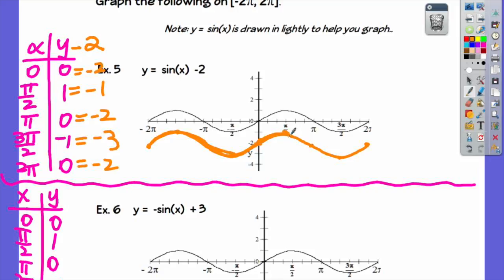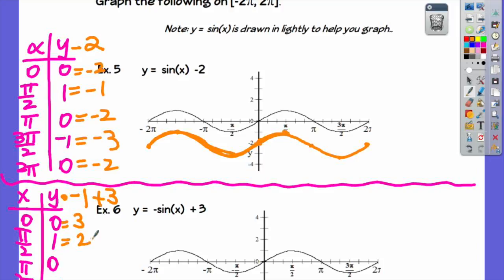What about this one for number 6? We got 2 things happening. What 2 things are happening? Reflection over the x-axis and a vertical shift of 3. So when I do this, I'm going to take my y's and multiply them by negative 1, and then add 3. So if I multiply all these by negative 1 and add 3, what will I get? What's 0 times negative 1, plus 3? 1 times negative 1, negative 1, plus 3? 2.